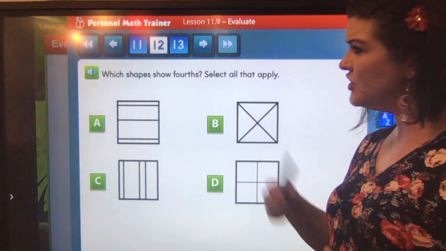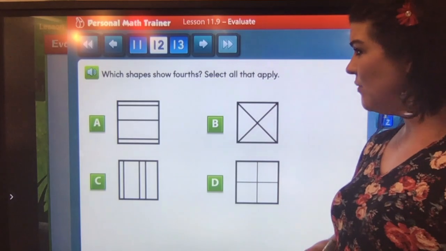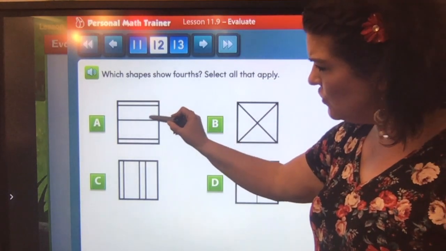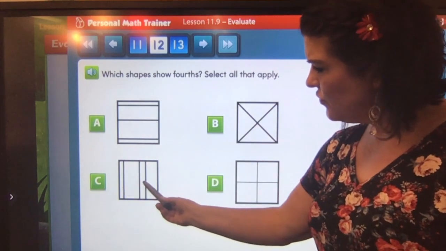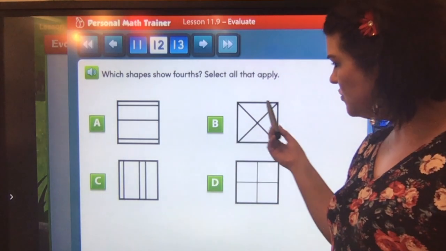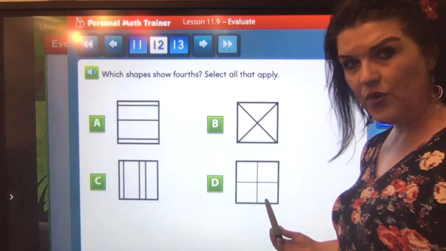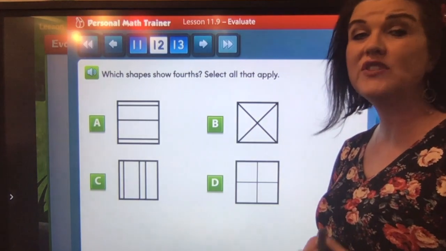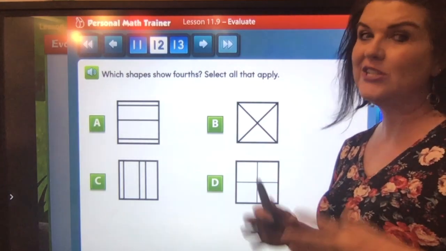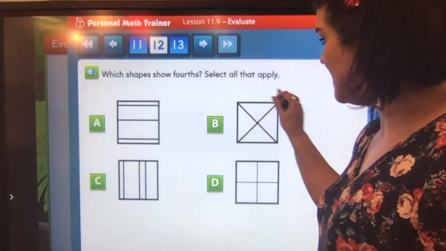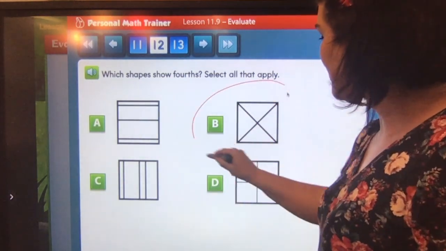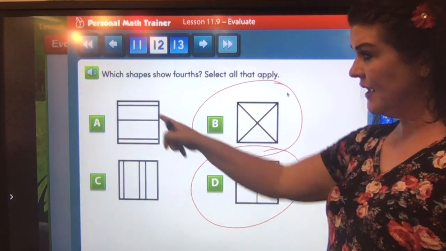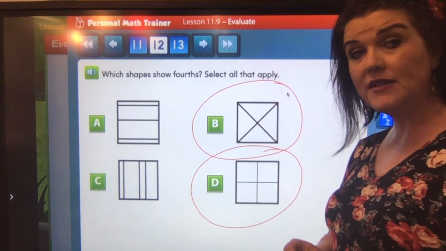They want to know which shapes show fourths. They want you to select all that apply. Now, as you can see here, we have 1, 2, 3, 4, 1, 2, 3, 4, 1, 2, 3, 4, and 1, 2, 3, 4. They all have four parts, but we have to choose the ones that have equal parts, which obviously you can see is going to be B and D because they are equal parts. These do have four parts, but they are not equal.